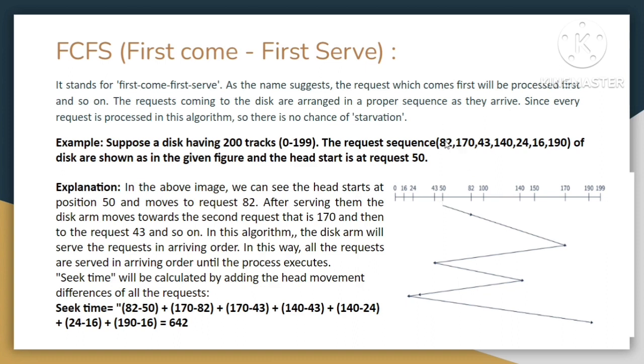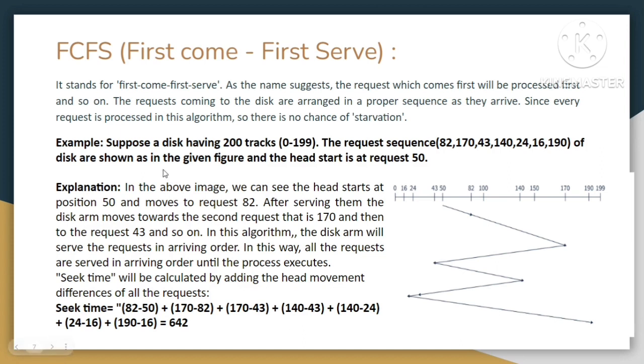For example, first is 82. We start from 50, and from 50 we go to 82. Then we go to 170. Then we go to 43. Then we go to 140. Then we go to 24. Then 16, and from 16 to 190. So this is the FCFS algorithm.